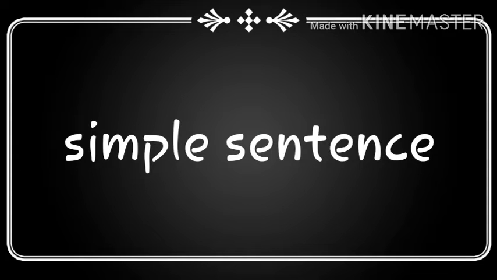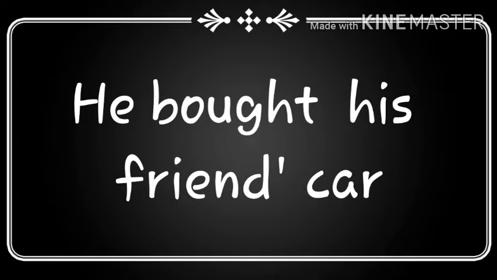First, I'll give you a simple sentence. He bought his friend's car. We call it a simple sentence because it has only one subject and one predicate. Not only that, it is just one big clause. There is only one clause, and that is an independent clause which has a meaning of its own. So it is a simple sentence.